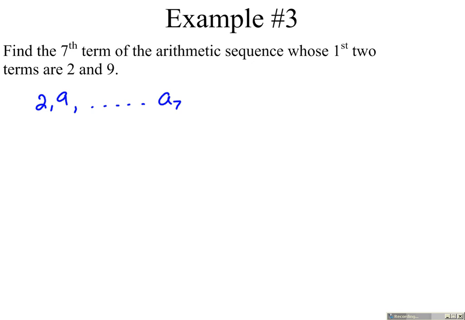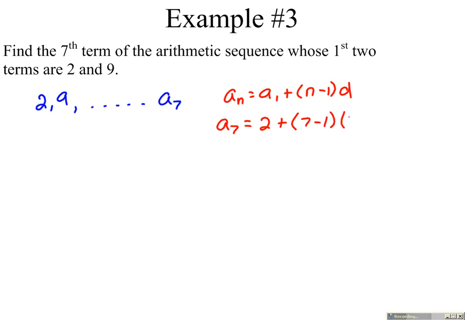So let's go to our formula. A of n equals a of 1 plus n minus 1 times d. What are we looking for? The seventh term. Do we know the first term? Yes. So in parentheses, it is going to be 7 minus 1 because those are the two terms we're using.